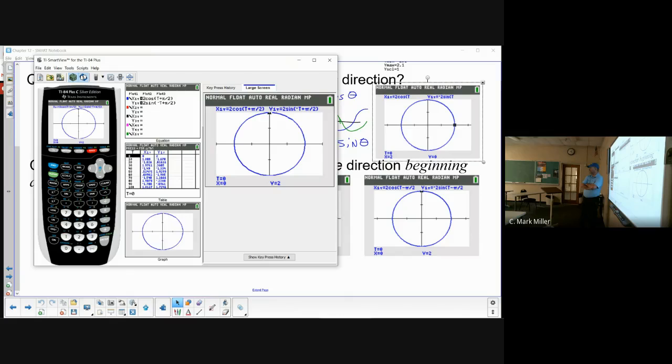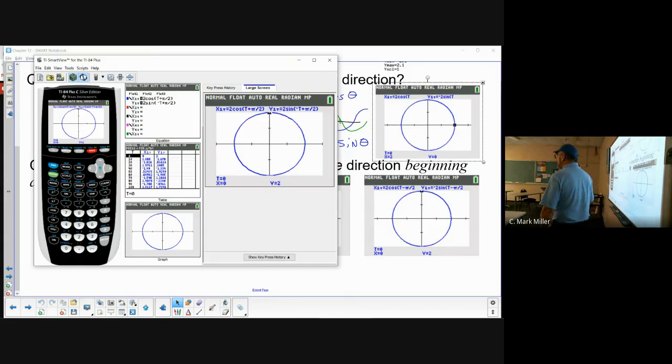See what happens. You see what direction it went? Right, it went like this. It went like this. That's the wrong direction. Okay. All right. Let's go over here.